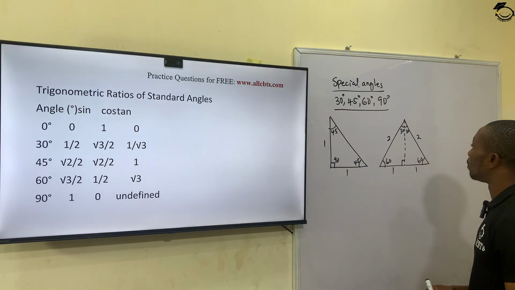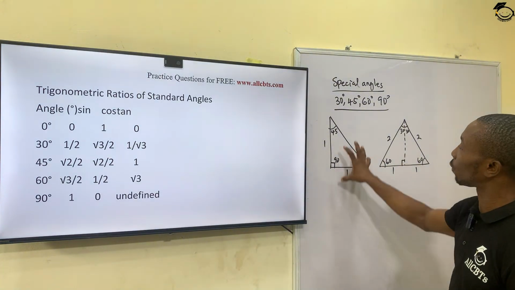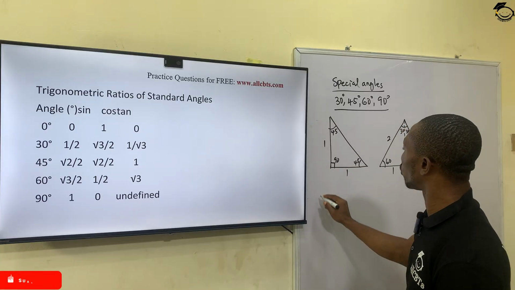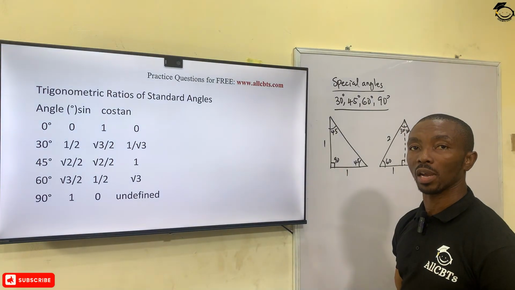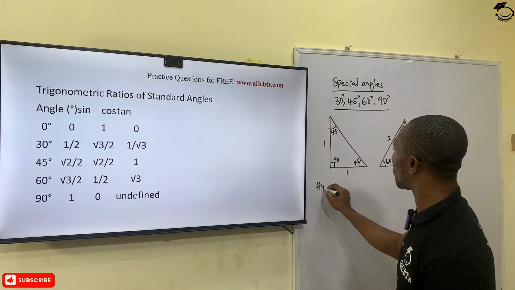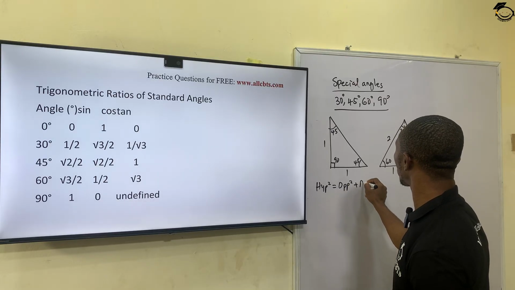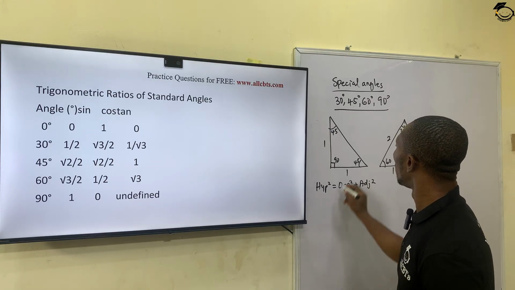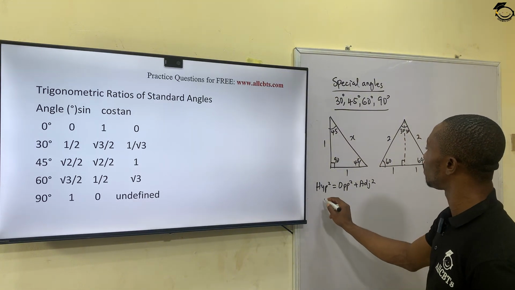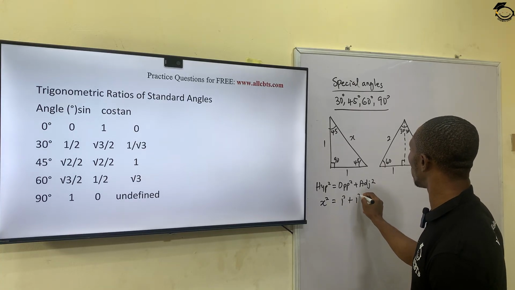All right, now with this, we can define our hypotenuse. In order to find the hypotenuse from this right-angled triangle, we will use what we call our Pythagoras theorem. Using our Pythagoras theorem, we know that our hypotenuse squared equals opposite squared plus adjacent squared. Now, let's call the hypotenuse x. This would be x squared equals 1 squared plus 1 squared.